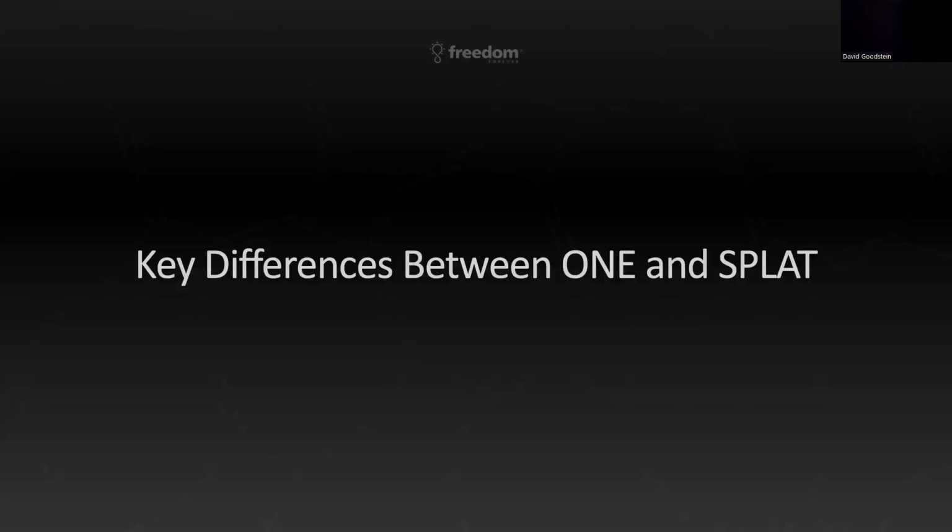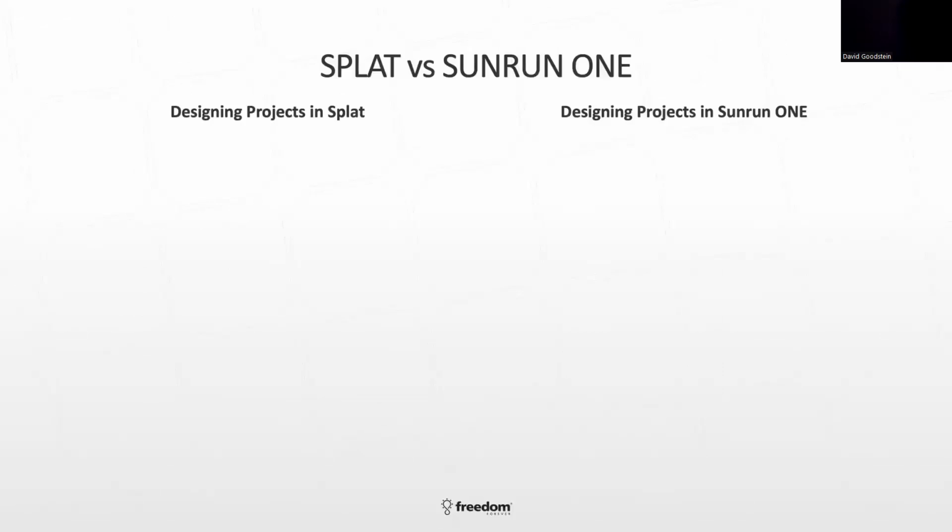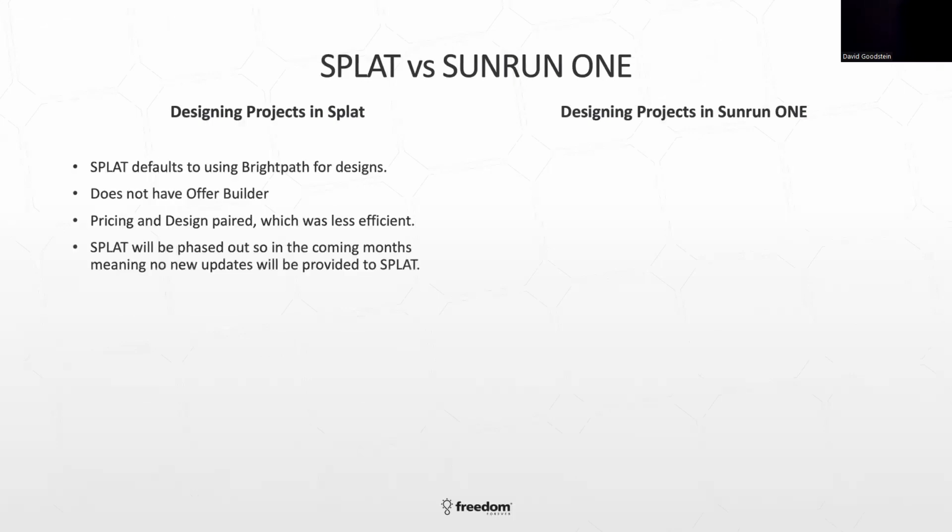So in this transition between Sunrun 1 and Splat, let's talk about the key differences between the two. So if you are a veteran of creating projects in Splat, then you know that Splat defaults to using BrightPath for its designs. It does not have the new offer builder, where pricing and design are paired, which is a less efficient process, and that's why they've transitioned to Sunrun 1 to improve that process.